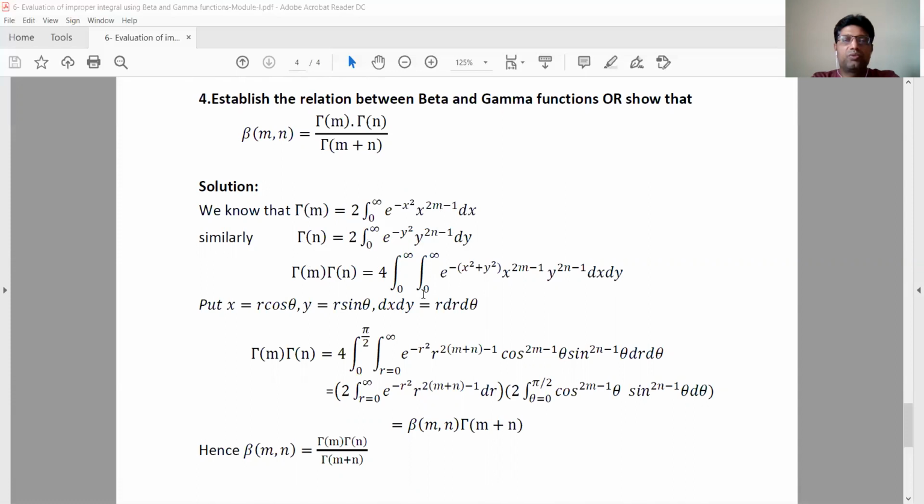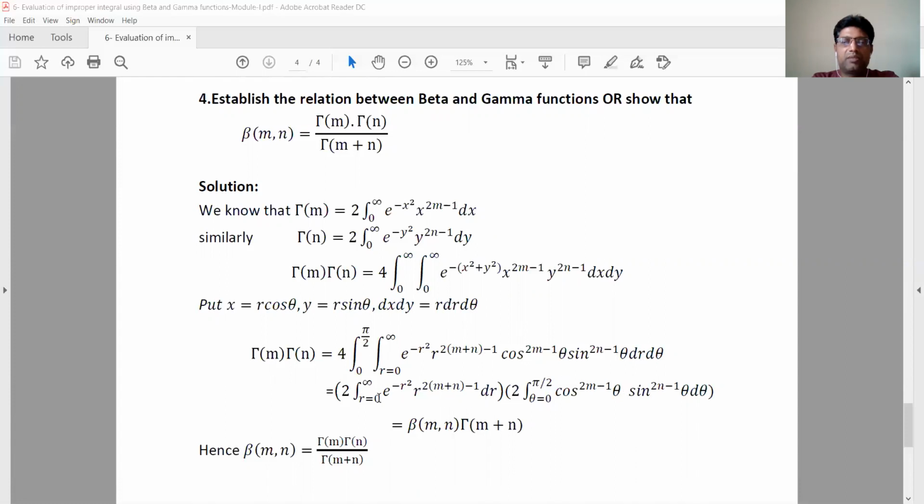So 2 into 2, 4, and this double integral of e power minus of x square plus y square, this into this, dx dy. So I am putting x is r cos theta, y is r sin theta, and dx dy is r dr d theta. Then this whole thing is transformed like this. Here I am splitting this once again, separating the r terms and theta terms. So 2 times the integral from 0 to infinity of e power minus r square, r power 2 times m plus n minus 1 dr, and the remaining theta terms.